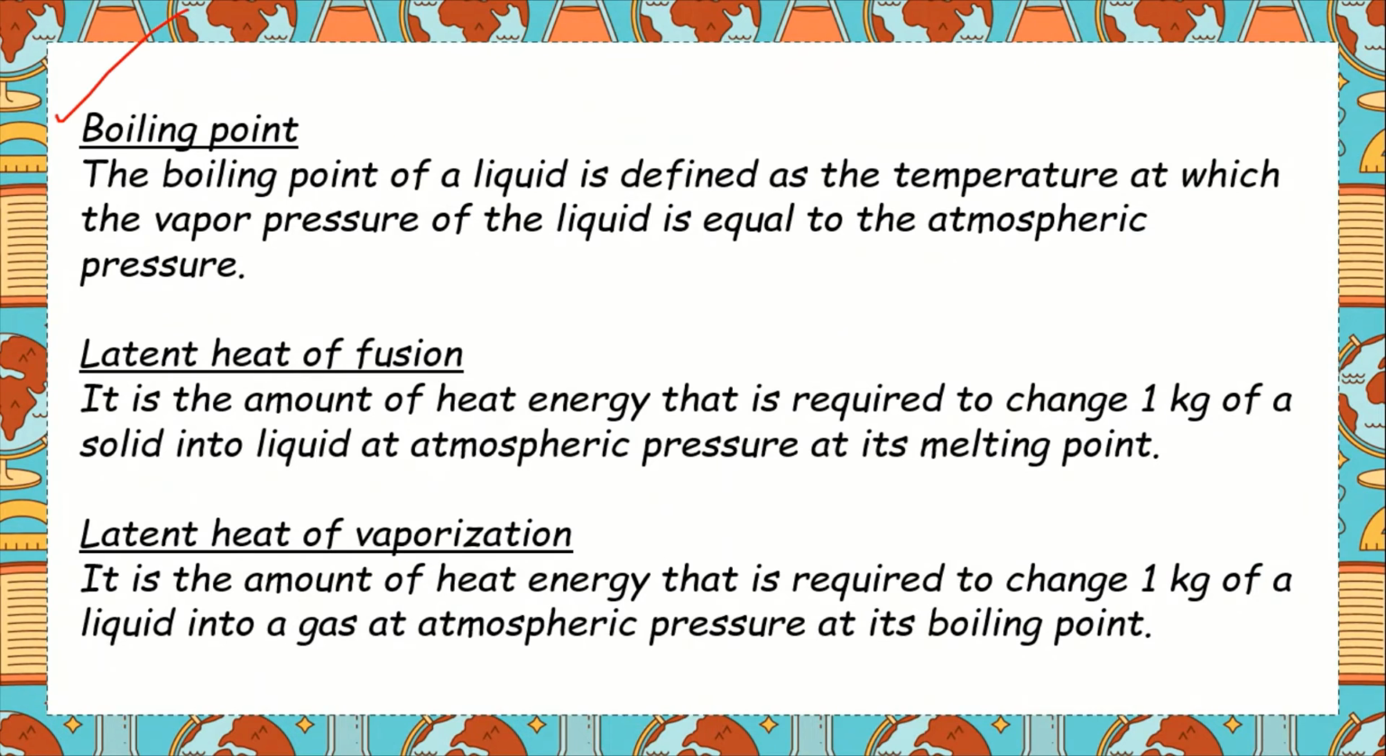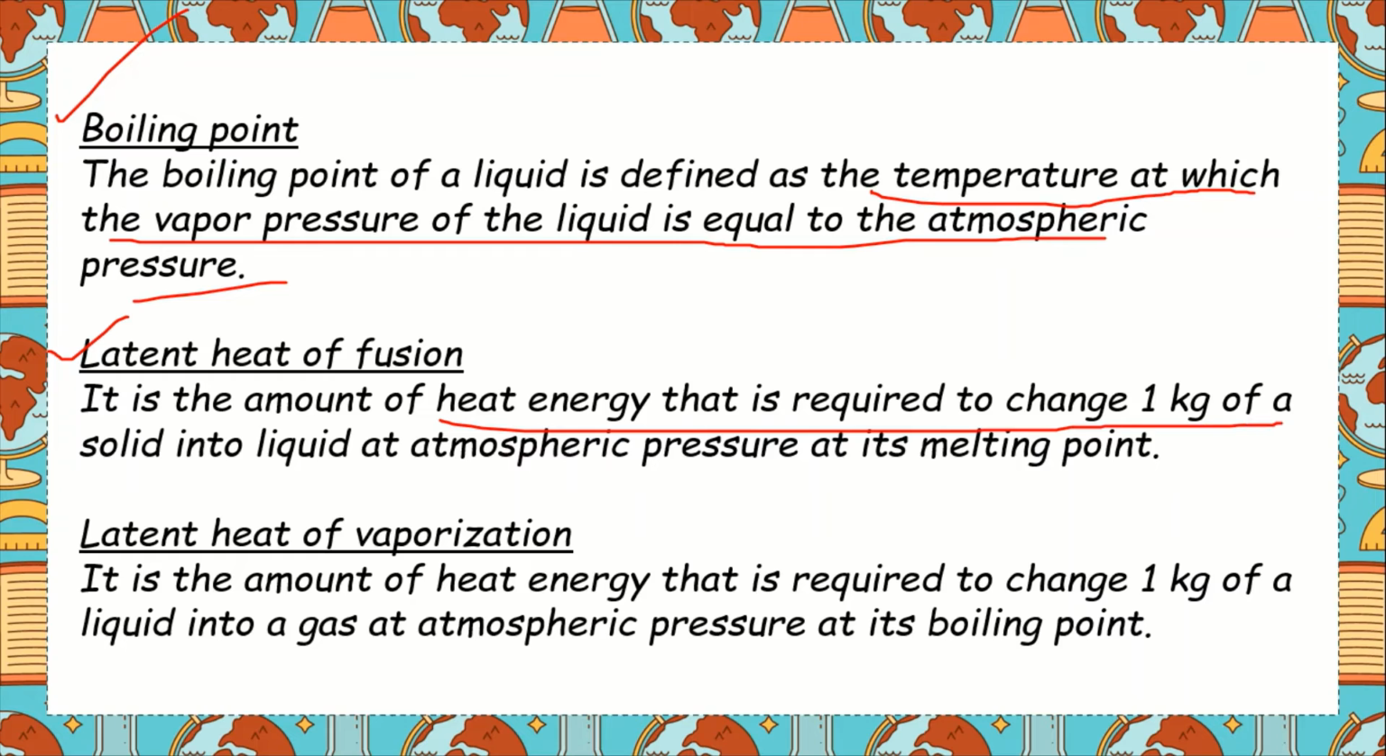Boiling point. The boiling point of a liquid is defined as the temperature at which the vapor pressure of a liquid is equal to the atmospheric pressure. Latent heat of fusion. It is the amount of heat energy that is required to change 1 kg of solid to liquid at atmospheric pressure at its melting point.